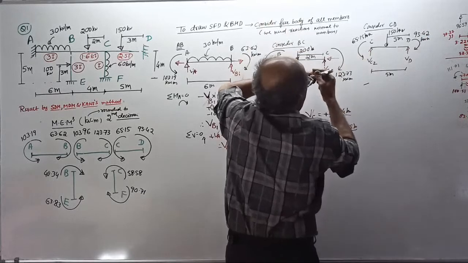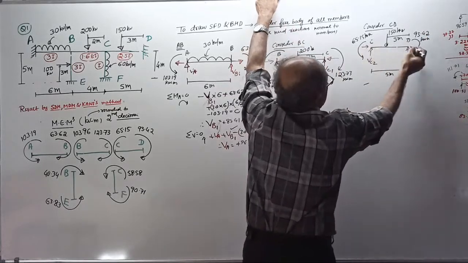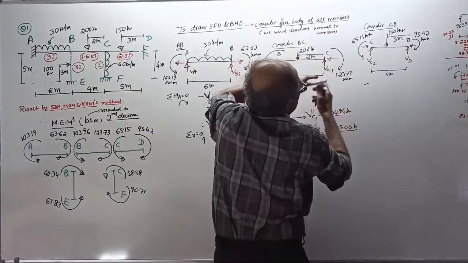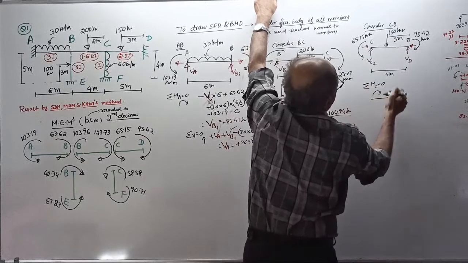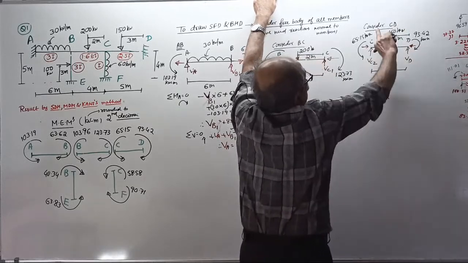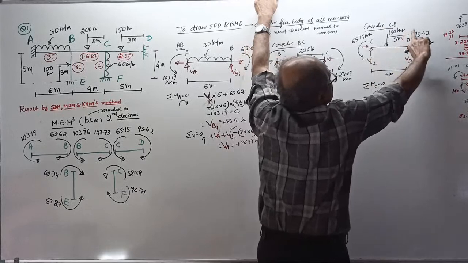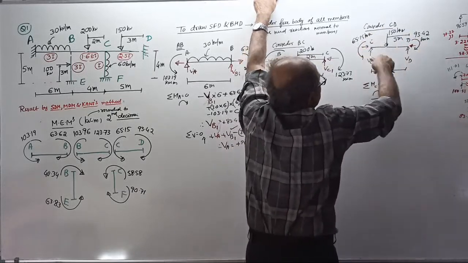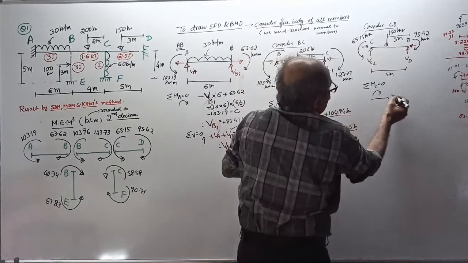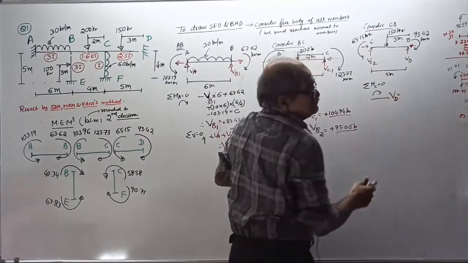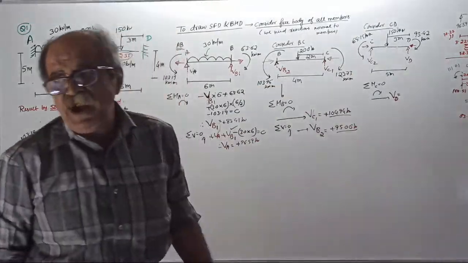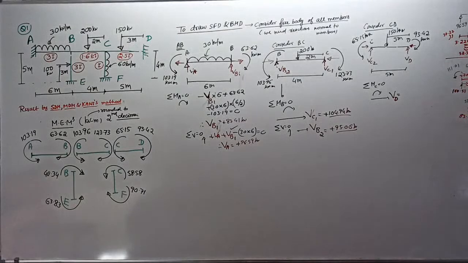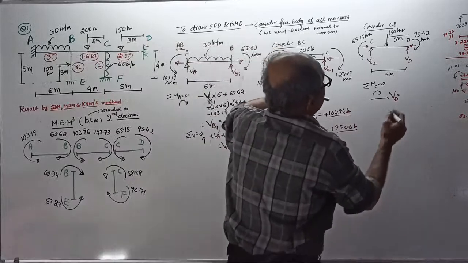Here, take axial force. I am so sure this member will be in axial compression. You don't bother. Sigma M about C equal to 0, take clockwise positive. Minus VD into 5 plus 150 into 2 plus 93.42 minus 65.15 equal to 0. You get the value of VD. I got 65.65. Is it correct? 65.65 kilonewton.